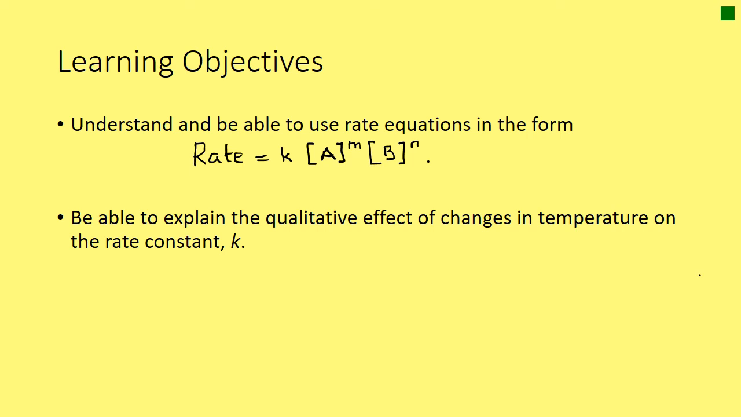The second lesson objective was to be able to explain the qualitative effect of changes in temperature on the rate constant K, and we went over the fact that as K increases, the rate increases, and vice versa.